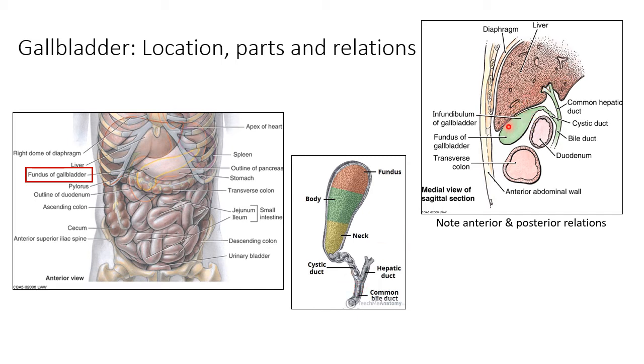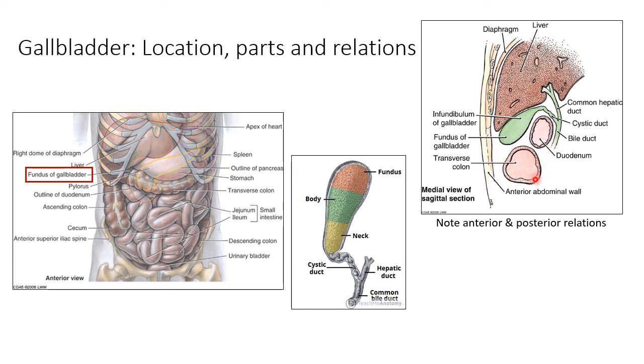Relations of the gallbladder. So this is the gallbladder. Anteriorly, or anterior-superiorly, it's related to the visceral surface of the liver, but it's also related anteriorly to the anterior abdominal wall. So this is the anterior abdominal wall. It's anterior to the fundus of the gallbladder. The body and the neck are related to the visceral surface of the liver.